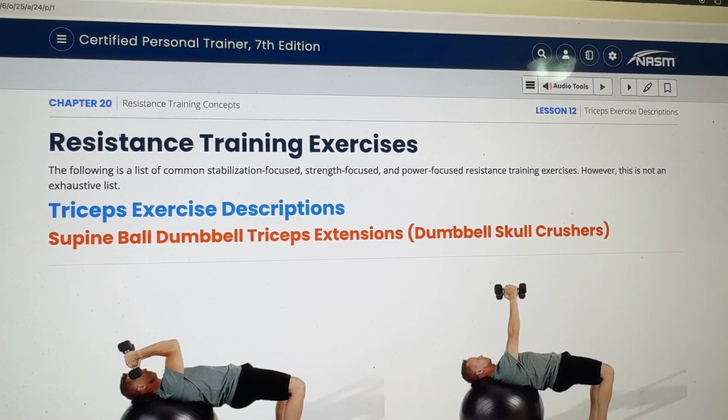Resistance training exercises. Chapter 20, lesson 12, 8:56, 3 pages. See you guys in like 2 minutes.